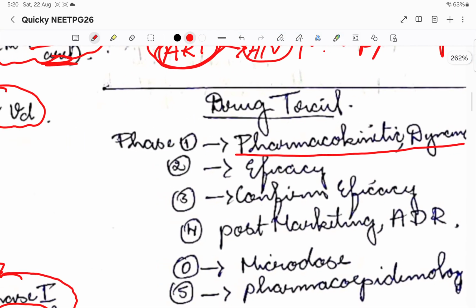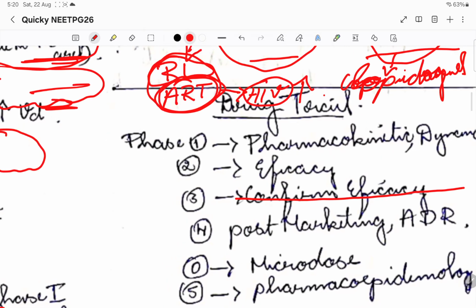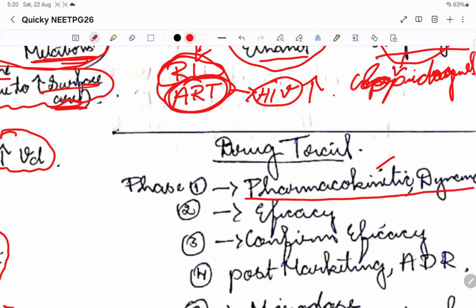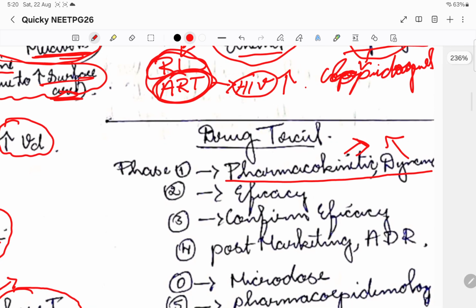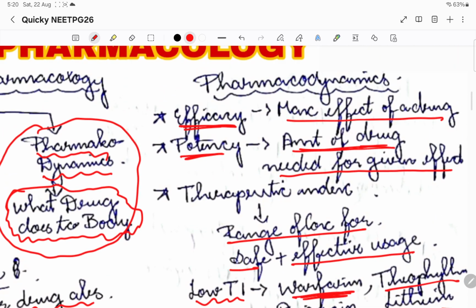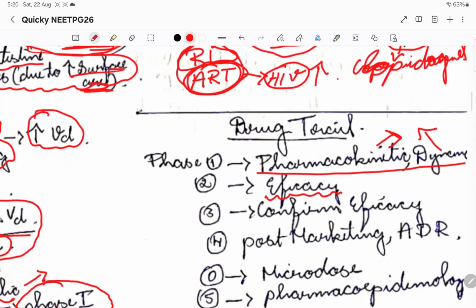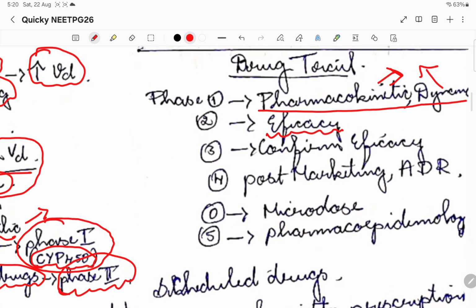So these pharma companies will study the pharmacokinetics and dynamics, how the body reacts to the drug and how the drug reacts to the body. What is the function of the drug towards the body is what is studied in phase 1. Then they'll test the efficacy of the drug. What is efficacy? We learned, right? Efficacy is the maximum effect a drug can produce, and that is what is studied in phase 2.